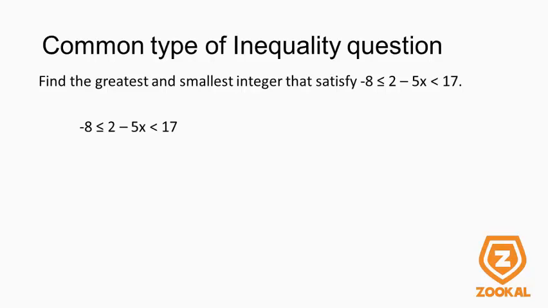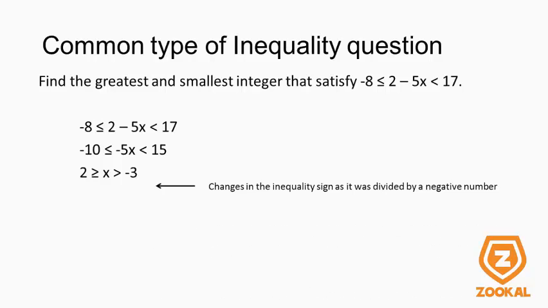First, we will get rid of the 2. So we will minus 2 on the left hand side and right hand side, where we will get negative 10 and 5. Now because we only want x in the middle, we divide by negative 5 throughout. And because we divide by negative 5, there will be a change of the inequality sign. So take note, less than or equals to becomes greater than or equals to. A less than becomes a greater than.